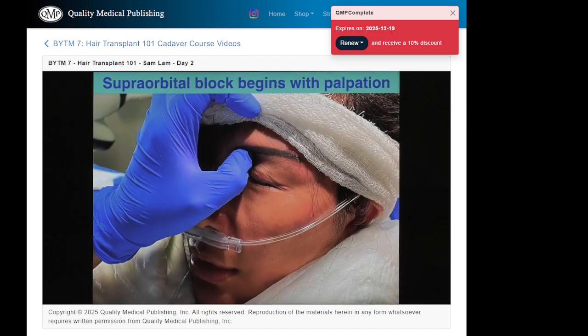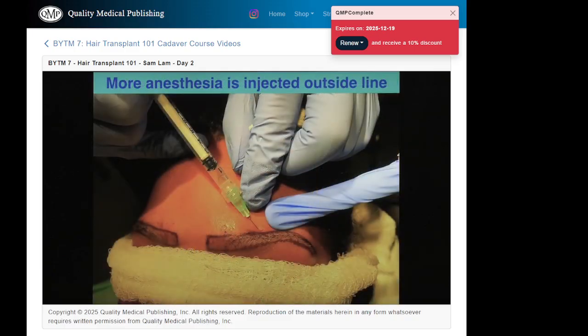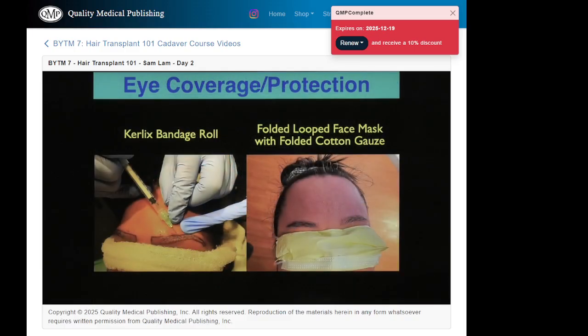And I just palpate, do a little bit of supraorbital block, and then as I told you, I like to inject from outside going in, so I don't smear the lines. You do not want to smear your lines. Eye coverage, you can use either the Curlex or you can use the eye mask or whatever it is.